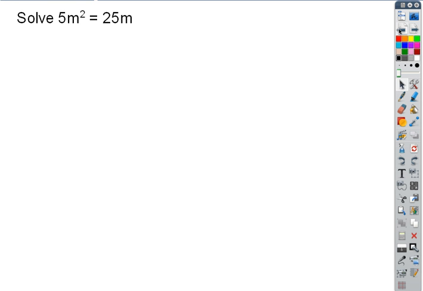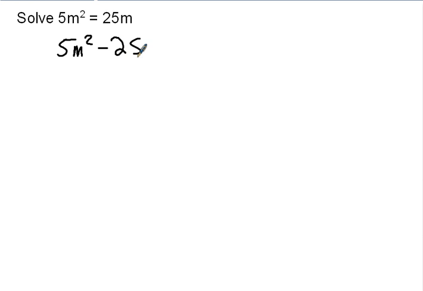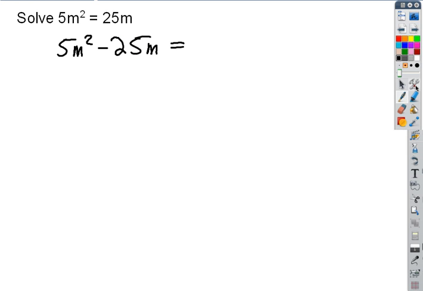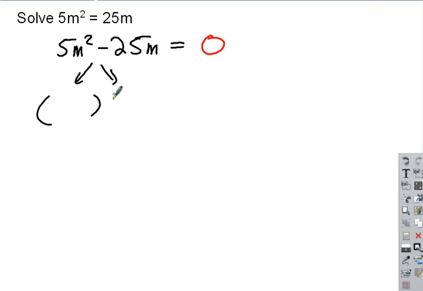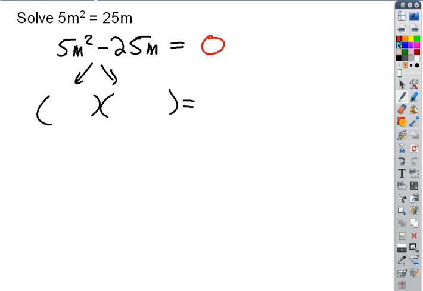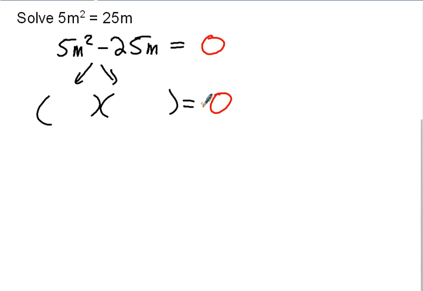So the first step here, and once you get this, you're on the road. We're going to subtract 25m from both sides and get 5m squared minus 25m equals 0. Now we got to get it equal to 0 because ultimately our trick is the zero product property. We want to break this thing apart into a product of small factors that equals 0, and then by the zero product property, the product of these two factors can only equal 0 when the individual factors equal 0. Because the only way we can multiply stuff to get 0 is when we're multiplying by 0, right?